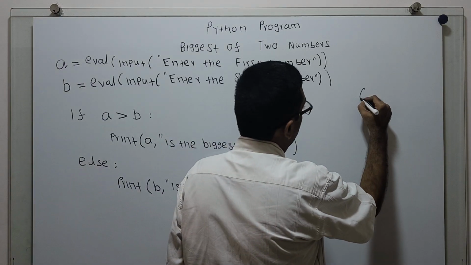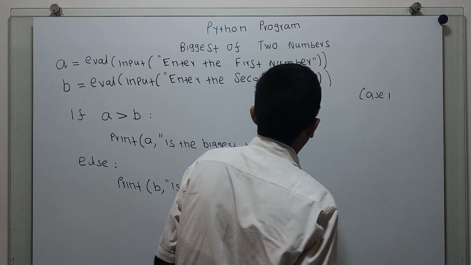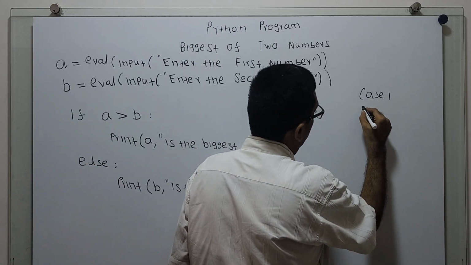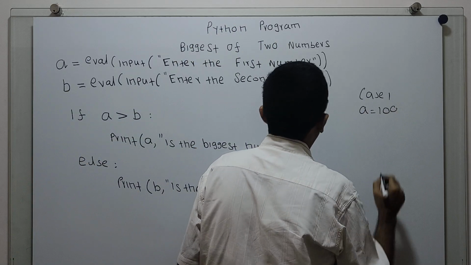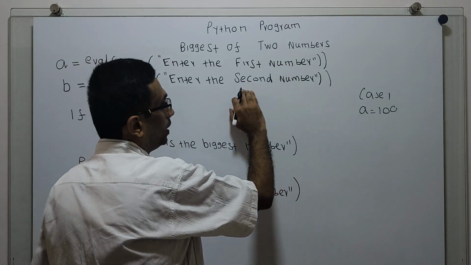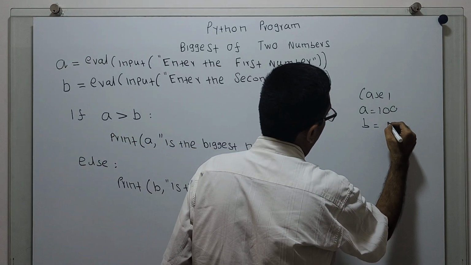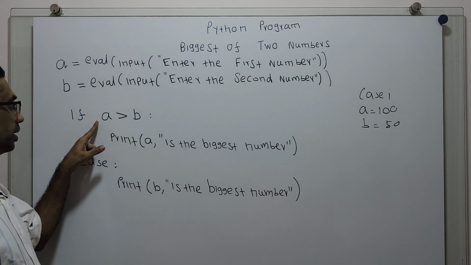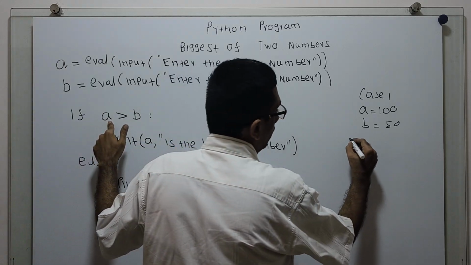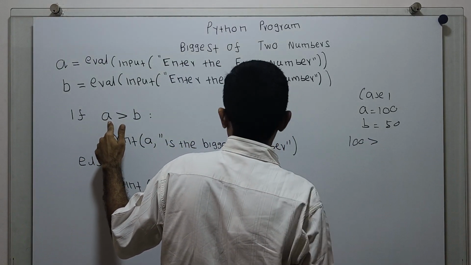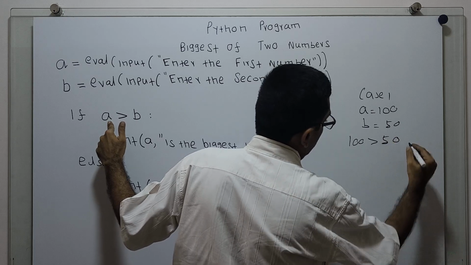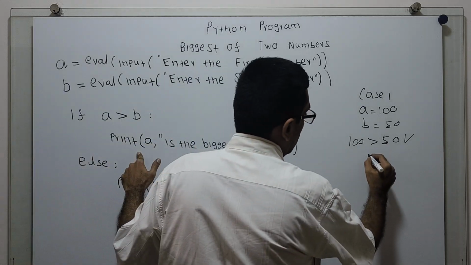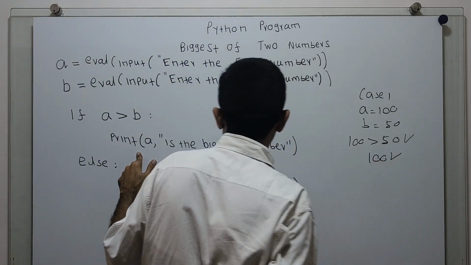Case 1. Here "Enter the first number" is displayed in the console. I am entering a value 100, so a equal to 100. "Enter the second number" is displayed in the console. I am entering 50 for b. So a is 100, b is 50. Now I am checking the condition: if a greater than b, 100 greater than 50, the condition is true, then I will get the result: a is the biggest number. So 100 is the biggest number.